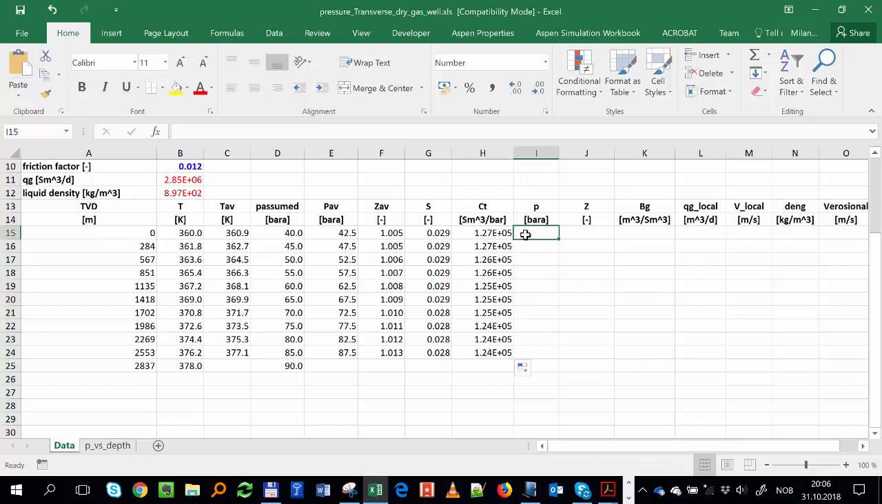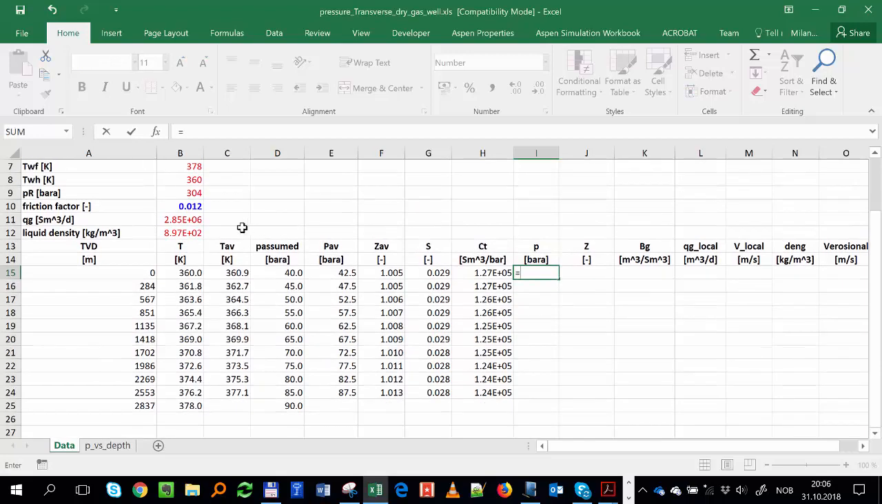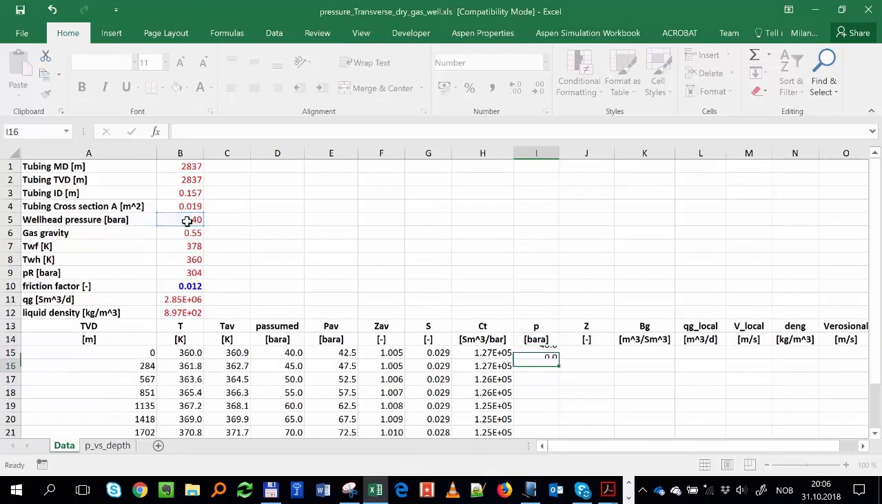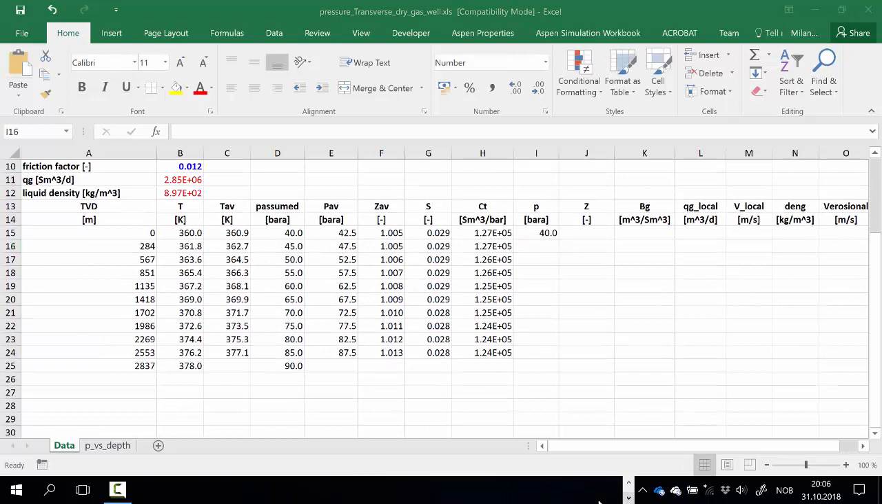So how do I calculate? I start from a pressure that I know, right? Which is, yes? We start from wellhead pressure, constant.